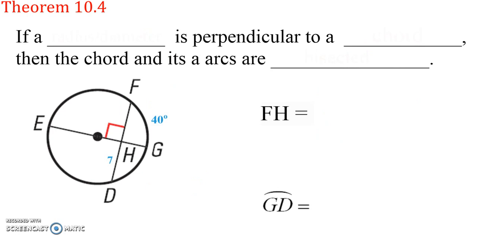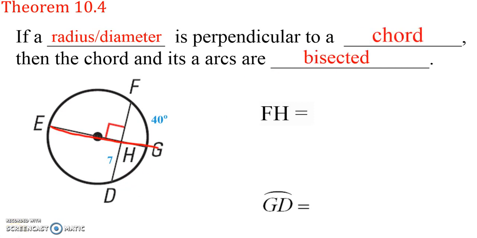Okay, let's look at our next theorem, which is 10.4, which is also a continuation of 10.5 too, which I didn't have, but they have the same idea. So if I look at this and it says, if a radius or diameter is perpendicular to a chord, the chord and arc are bisected. So if this chord coming through here is perpendicular to this line, then these have to be bisected. So then obviously FH would be 7 and GD would be 40 degrees.